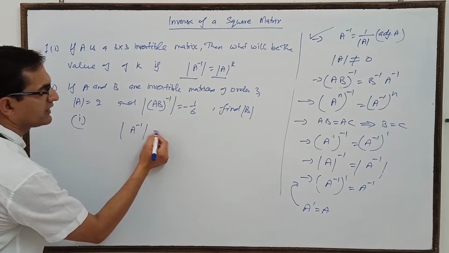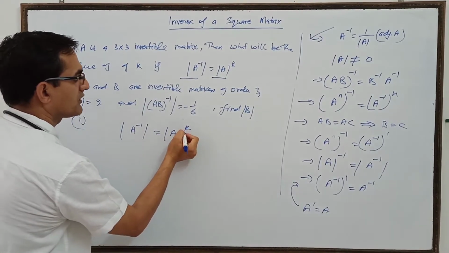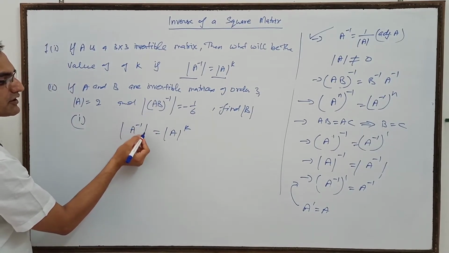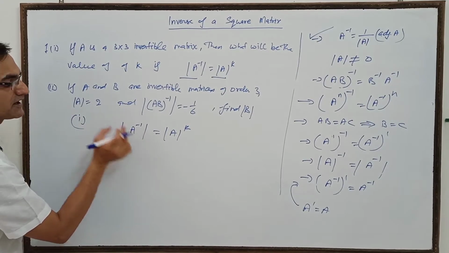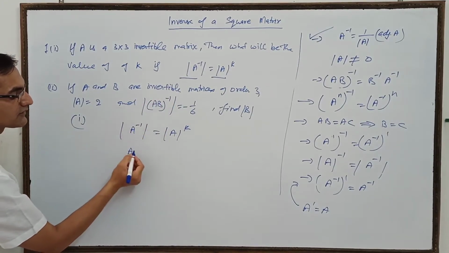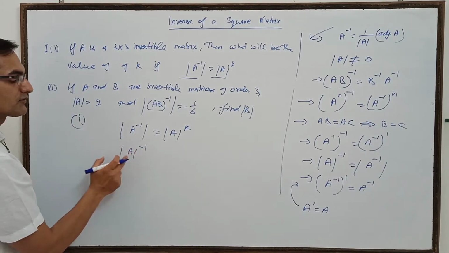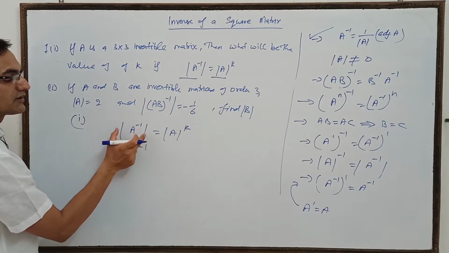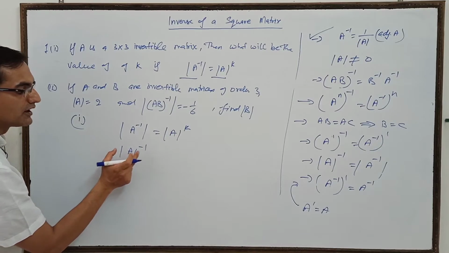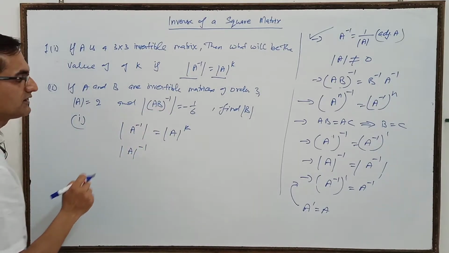Determinant of inverse of A is equal to determinant of A to the power K. Now see, it is the determinant of inverse of A. From those formulas, you can write this as determinant of A to the power minus 1, or inverse of determinant of A. Okay? Determinant of inverse of A is equal to inverse of determinant of A. From those formulas you can see it.